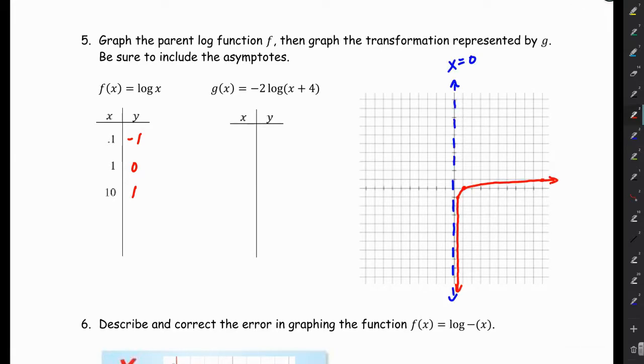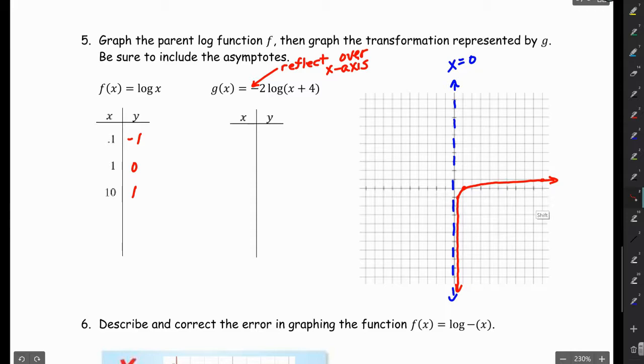Now for the g function, I have a negative and I have a 2, both out front. So that negative is going to mean that I am going to reflect my graph over the x-axis. All right, so let's make a note. Now, if you think about what that means, every value of y that was originally on my graph is now going to change signs. So if I had a point, say for example, this point right here, 10, 1, now that point's going to be here.